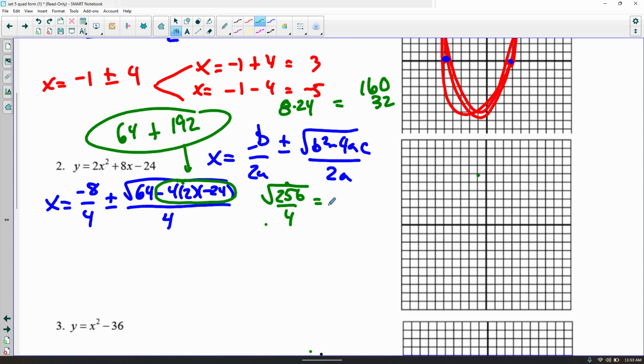256 reduces to what? 16. It is a perfect square. So it gives me 4, right? So I'm going to get x is equal to -2 plus 4, and x is equal to -2 minus 4. 2 and -6.